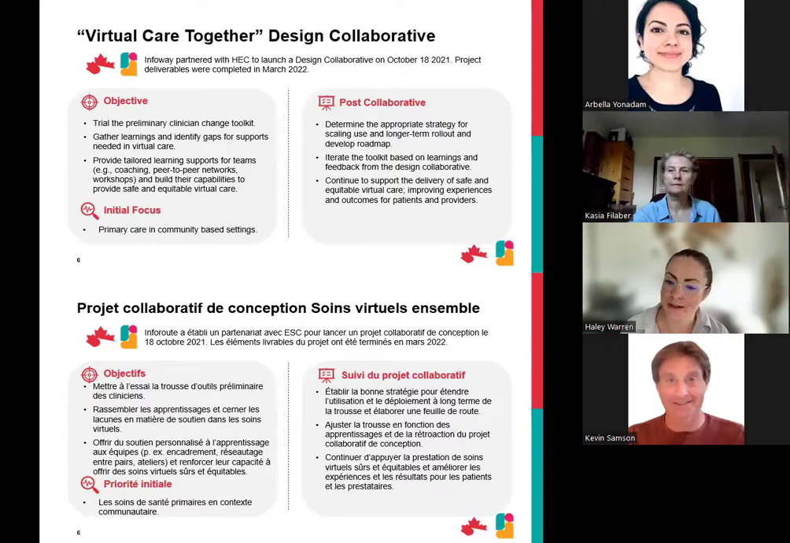And over the course of the design collaborative, HEC and InfoWay were really looking to gather learnings and identify gaps for supports needed in virtual care. And now we're at post-collaborative, where we're really looking to continue to understand what the appropriate strategy is for us to scale use and longer-term rollout of programming in virtual care and to support folks across the country. We have also iterated the toolkit based on feedback, which we will be doing a dive into today and sharing with folks. And finally, we want to continue to support the delivery of safe and equitable virtual care, improve experiences and outcomes for patients and providers. So we'll go to our next slide.